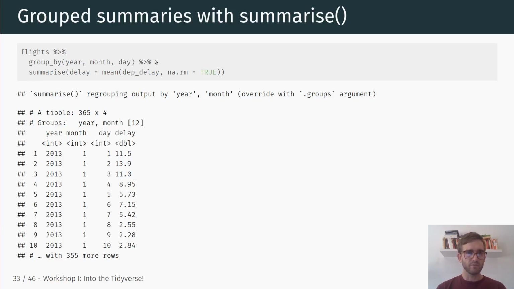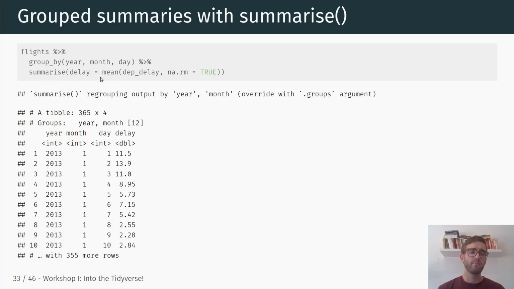After declaring the grouping in the data frame, we use the summarize call as the next part in the pipe to create a variable called delay. And delay will be the average departure delay based on that grouping.